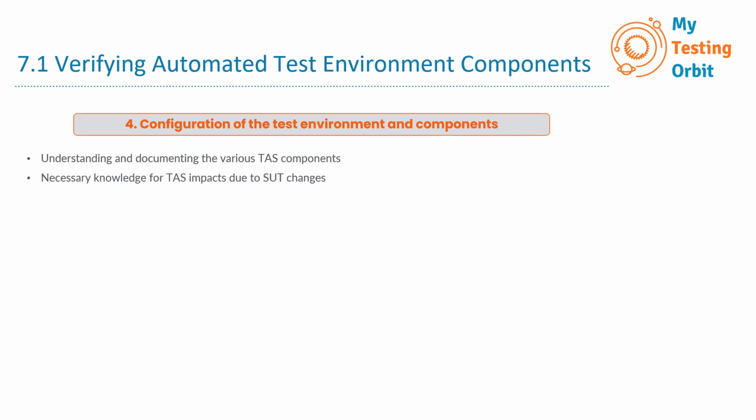The next one is necessary knowledge for TAS impacts due to SUT changes. This part stresses the importance of the knowledge gained from understanding and documenting TAS components. When the system under test undergoes changes, such as updates or modifications, it might affect how the TAS operates. So the first one is what aspects of TAS may be affected. Understanding TAS components helps predict which specific parts of the testing tools might be impacted by changes in the SUT. It's like anticipating which sections of a machine might need adjustments if another part of the machine changes.